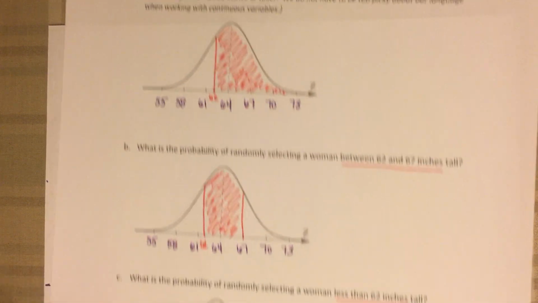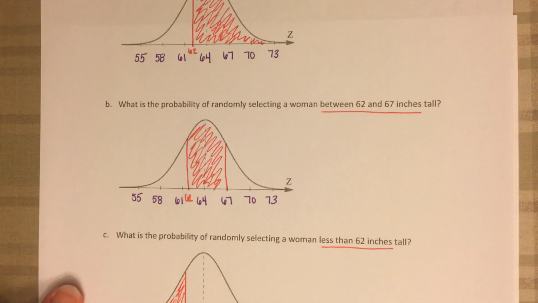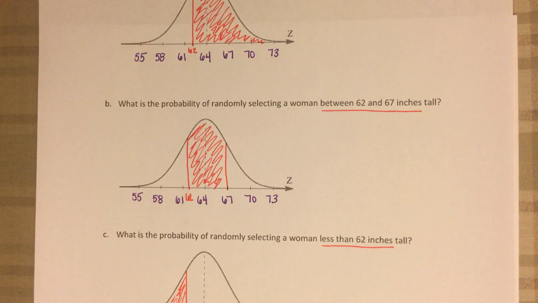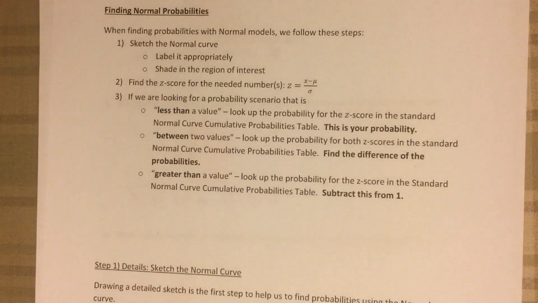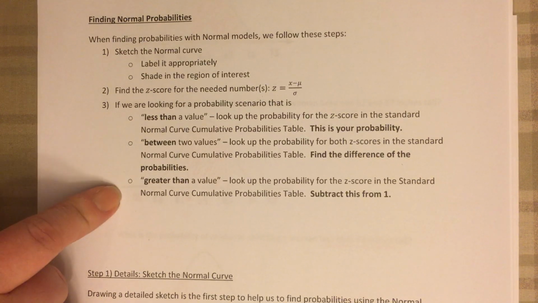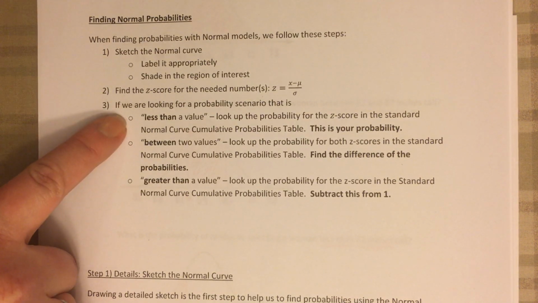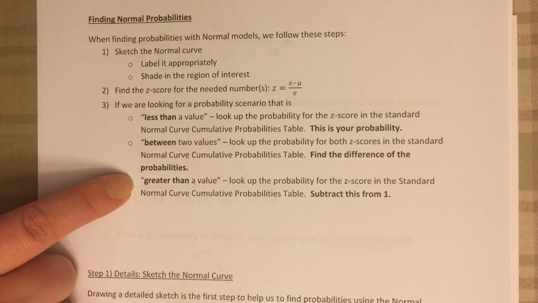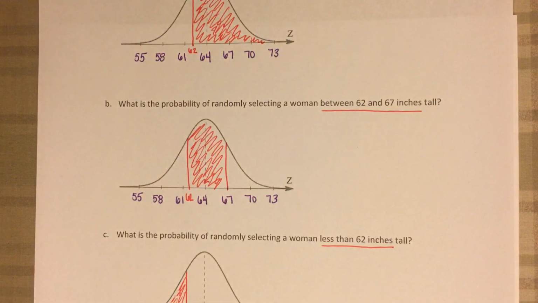So if we compare these 3 pictures, we have 3 different cases here. We have a case for greater than, we have a case for in between, and we have a case for less than. If you look back at the previous page of your notes, when we get to step 3, we have 3 different types of problems that we can run into. We can have a less than, a between, or a greater than. That's why it's so important to draw these pictures first, so that we know what our procedure is going to be as we continue to work through these problems.